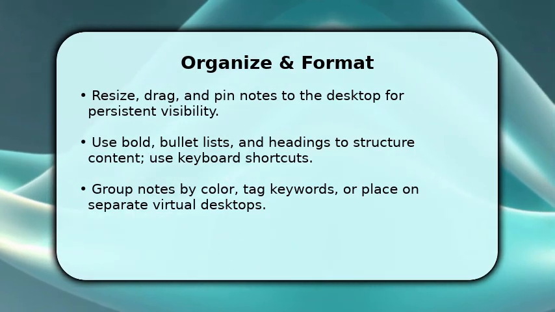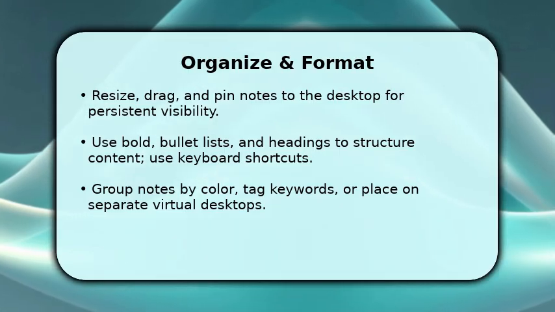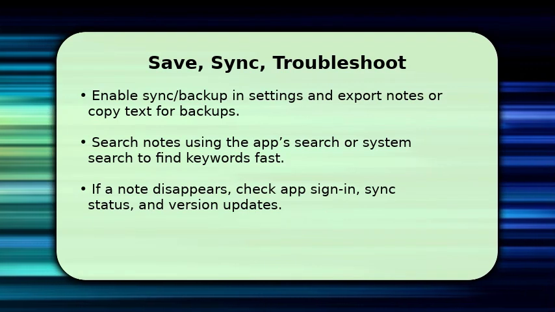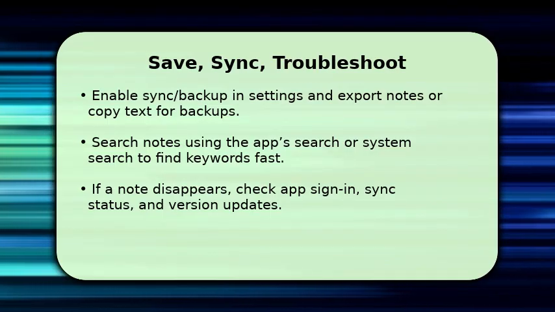These steps turn scattered reminders into a fast finish by ensuring your notes are saved and synced. Open Settings and enable Cloud Sync or Backup to prevent data loss. Export critical notes or copy them into a document for redundancy, and use the app search to pull up keywords quickly when you need to act.